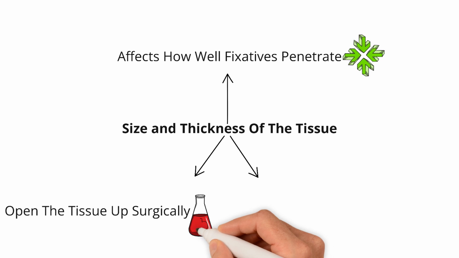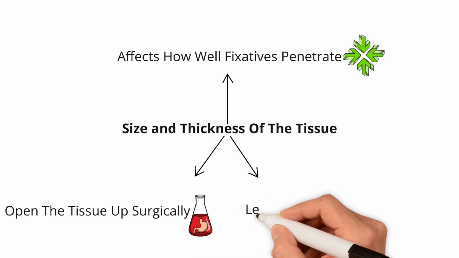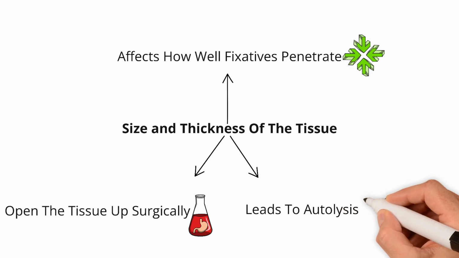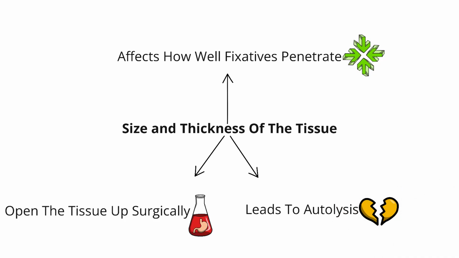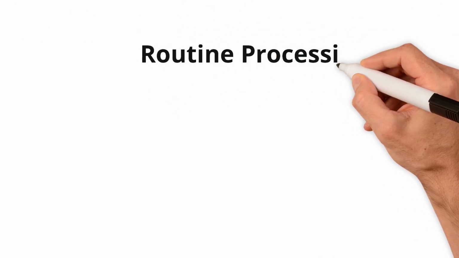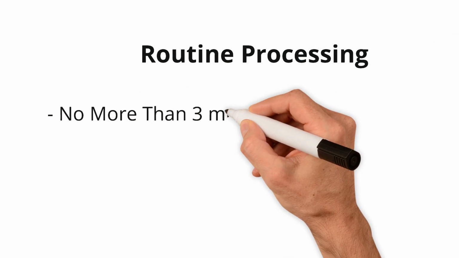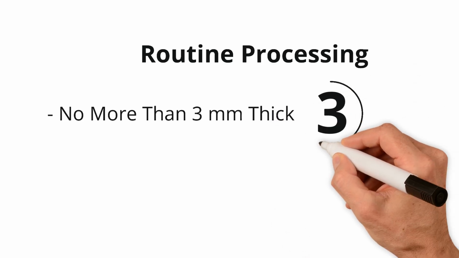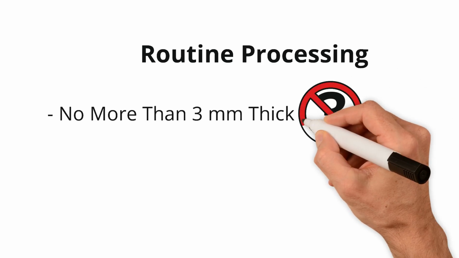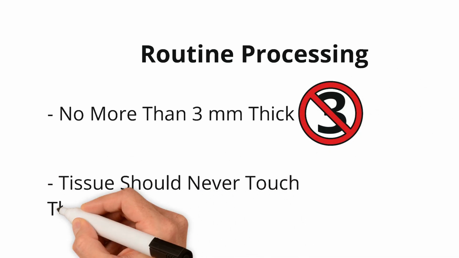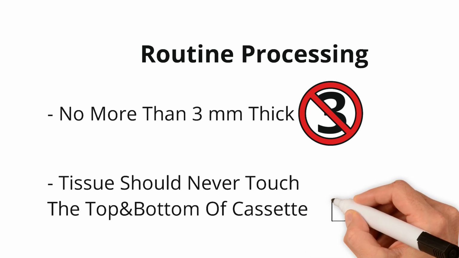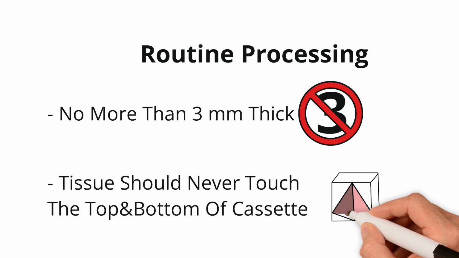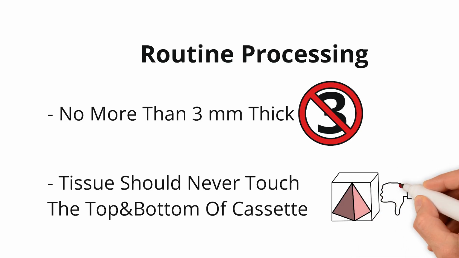If the tissue remains closed, the fixative may not reach the deeper layers, especially the inner epithelial surface, leading to autolysis of these areas. For routine processing, tissue sections should be no more than 3 mm thick to ensure proper penetration. When using faster processing protocols, even thinner sections are necessary. Tissue should never be so thick that it touches both the top and bottom of the cassette, as this can prevent uniform fixation and processing.